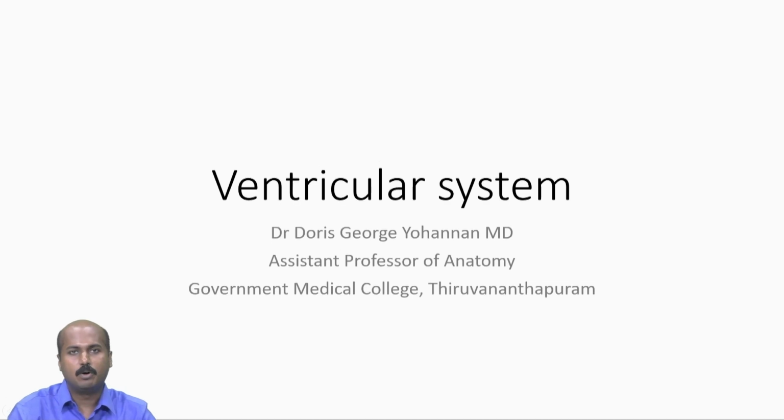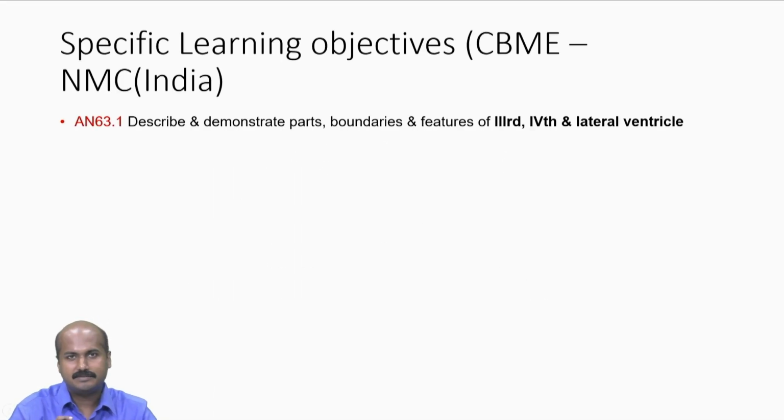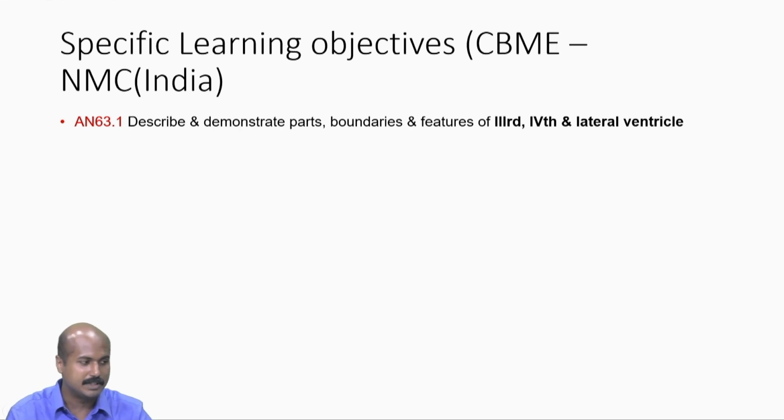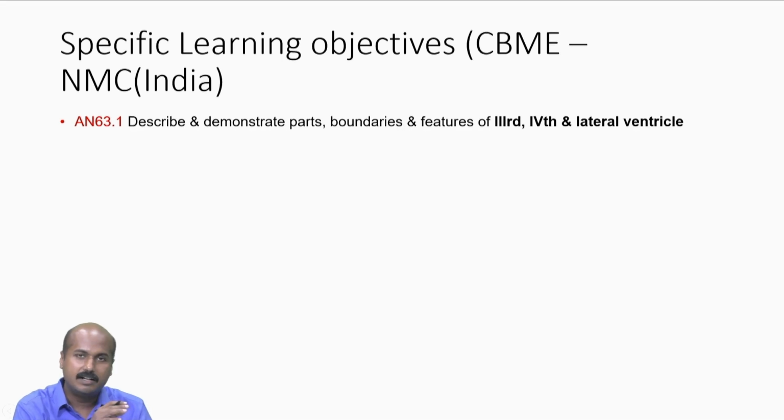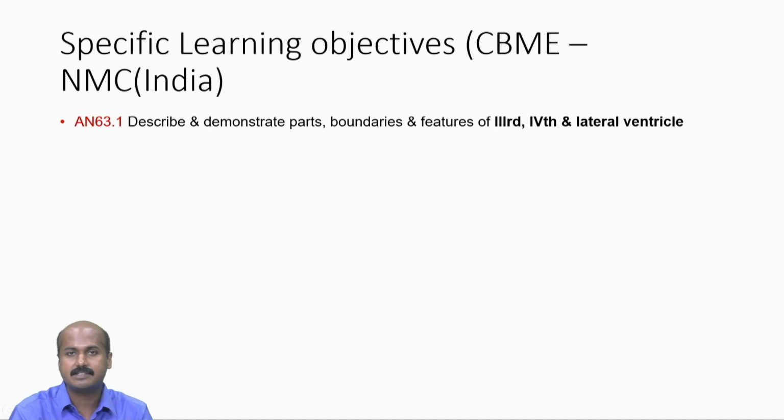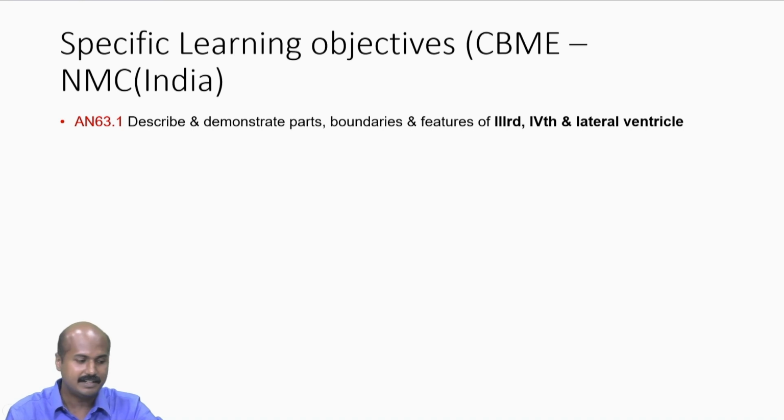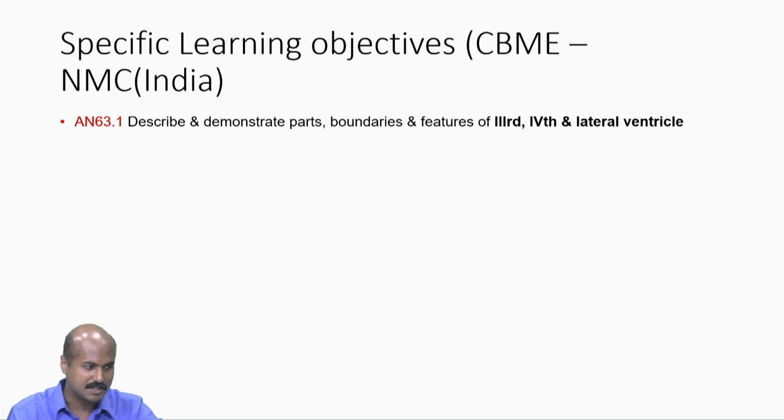So today we will learn about the ventricular system. According to the National Medical Commission prescribed CBME guidelines, competency AN 63.1, that is anatomy 63.1, mentions that a student needs to know to describe and demonstrate the parts, boundaries and features of the ventricles, that is the third ventricle, fourth ventricle and the lateral ventricle. So it is a competency prescribed as a necessity by the National Medical Commission of India.